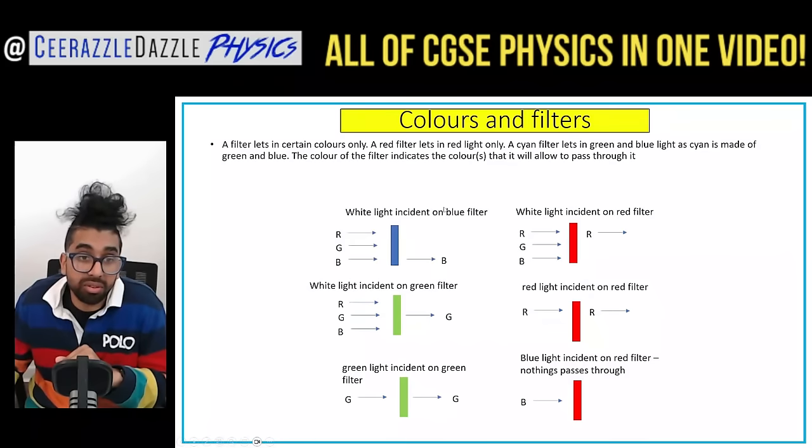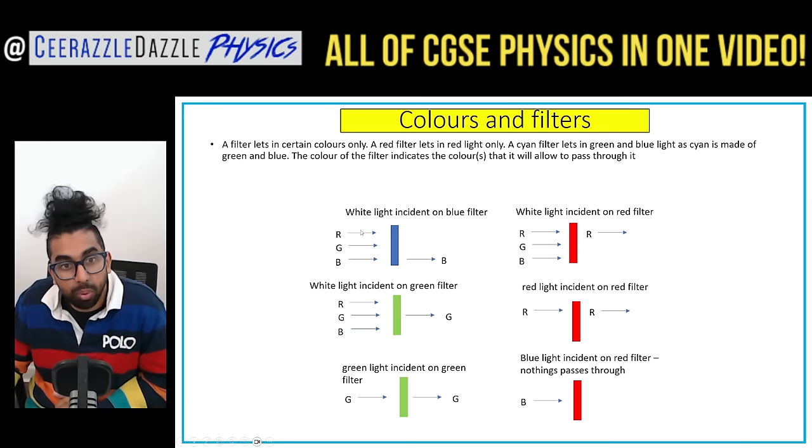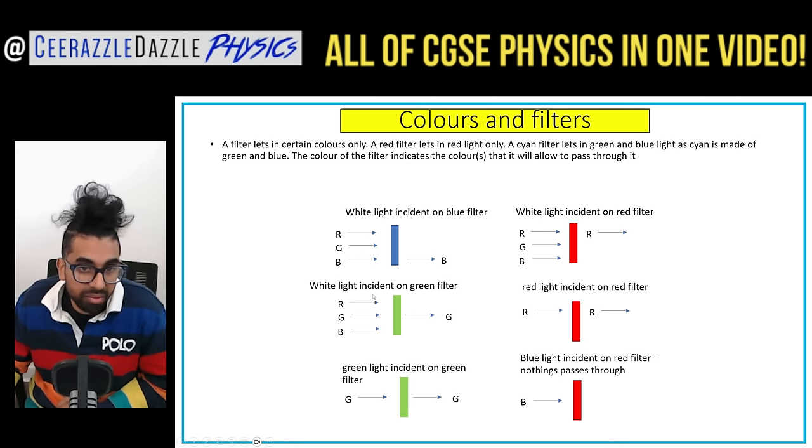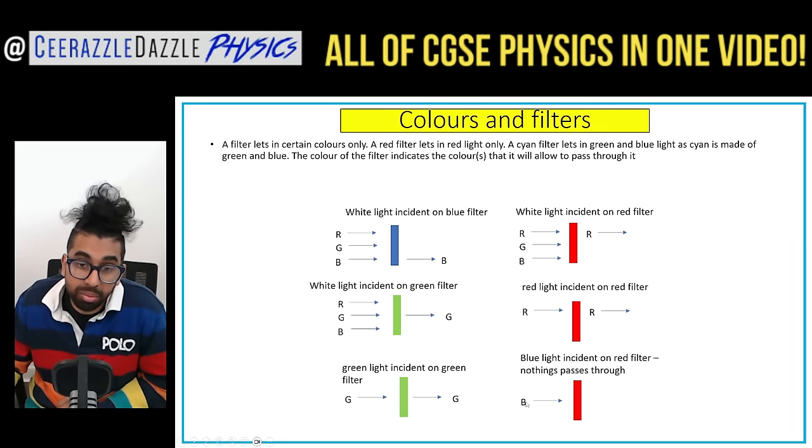Colors and filters now. A filter simply only lets certain colors through it. So let's say I have white light onto a blue filter, the blue filter will only allow the blue to pass through. If I have white light onto the red filter, only the red can pass through. And onto a green filter, only the green can pass through. Hopefully that makes sense. And look at the bottom example. If I have blue light onto the red filter, the red filter will absorb the blue and nothing will pass through.